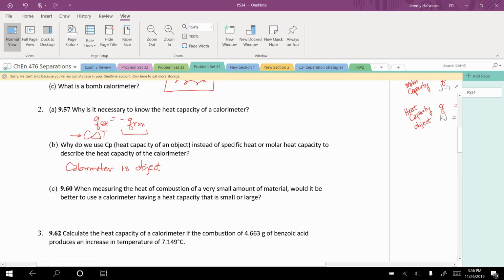When measuring the heat of combustion of a very small amount of material, would it be better to use a calorimeter having a heat capacity that is small or large?